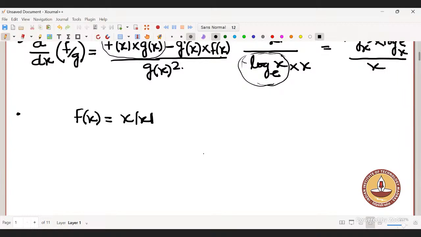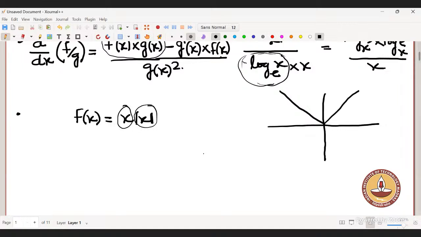What is your doubt? First tell me whether this function is continuous. It's continuous, because it's the product of two continuous functions. The function x is continuous on whole R, and mod x is also continuous, you know the graph of mod x. So the product is continuous on whole R, right?